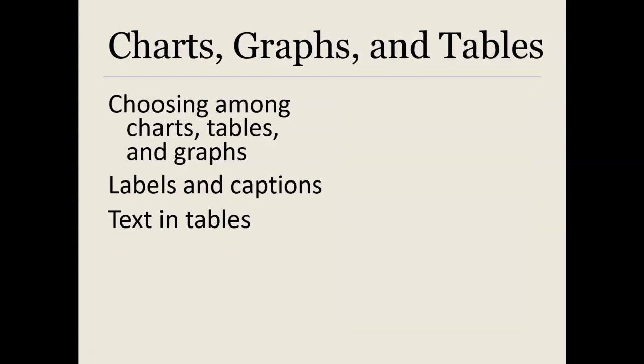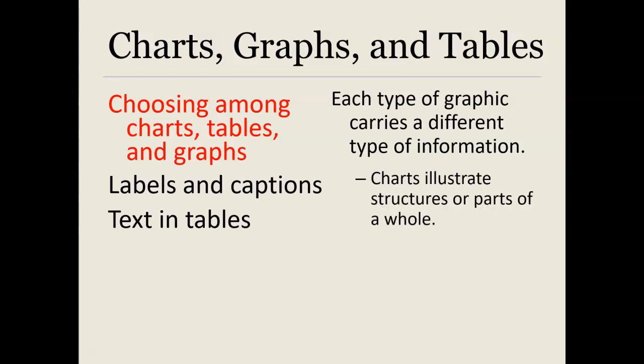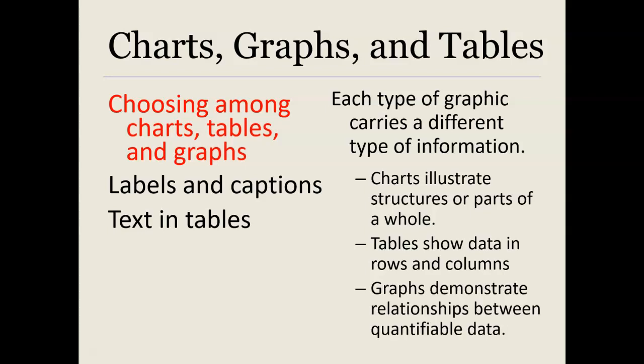We're going to talk about charts, graphs, and tables here a little bit. We aren't going to go into super detail, but you need to know what they are and how they work, and how to choose between them. Each of these different types of graphic carries a different type of information. So a chart is going to show a structure, maybe parts of a whole. A table is going to be laid out in rows and columns. And a graph is going to show relationships between quantifiable data.